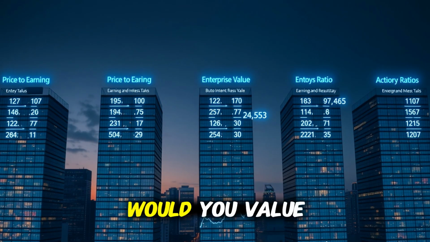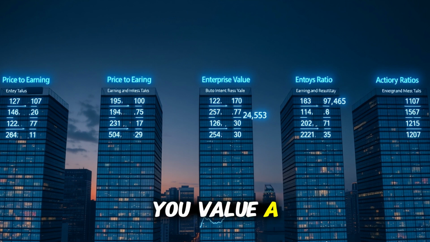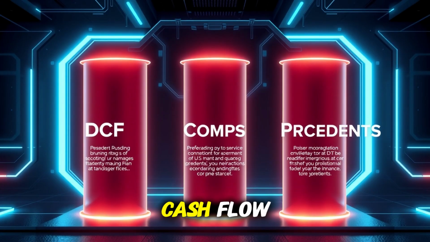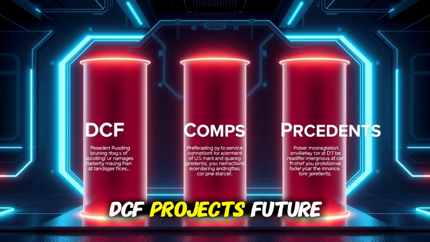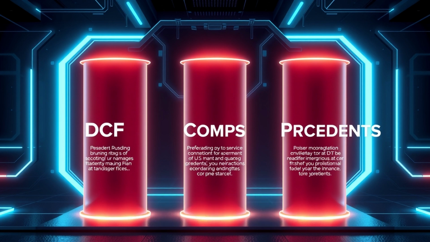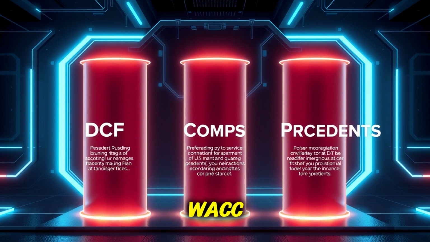Question 3. How would you value a company? A common question is, how would you value a company? The 3 main methods are: discounted cash flow, DCF, projects future cash flows and discounts them back using the cost of capital. Free cash flow to firm, FCFF, discounted at WACC.